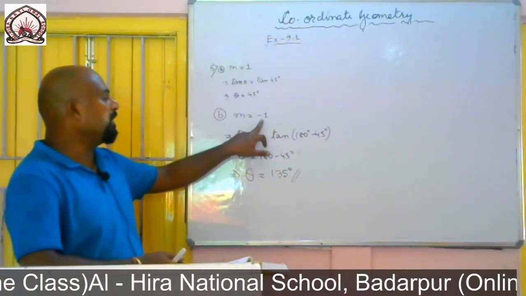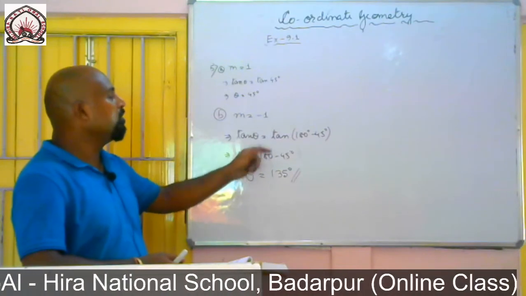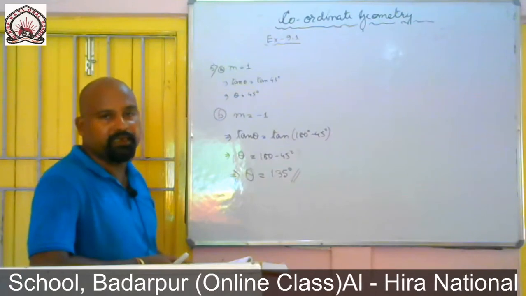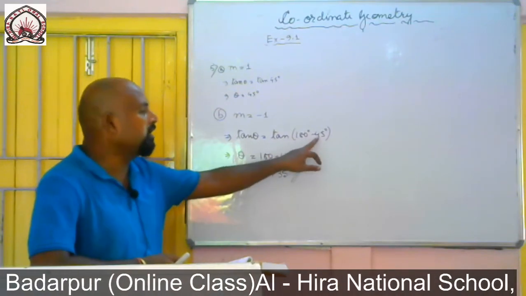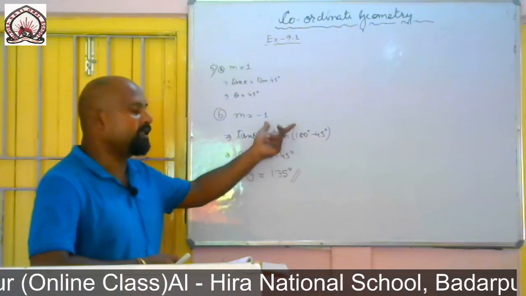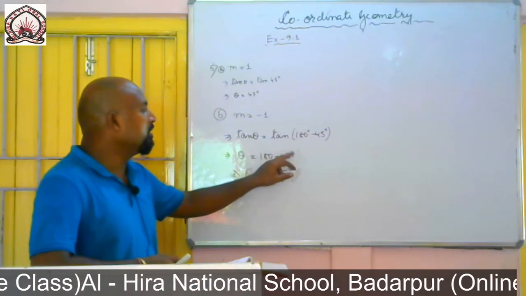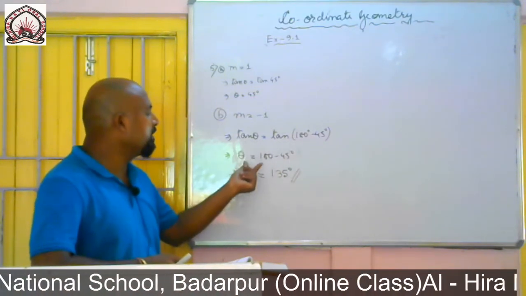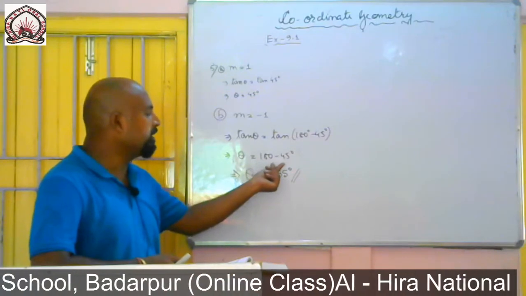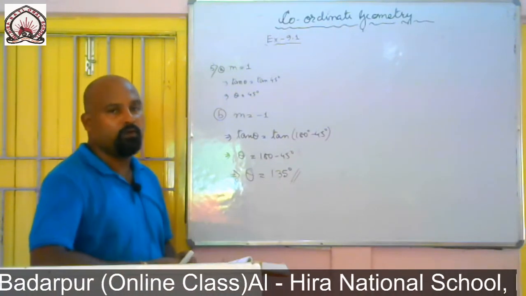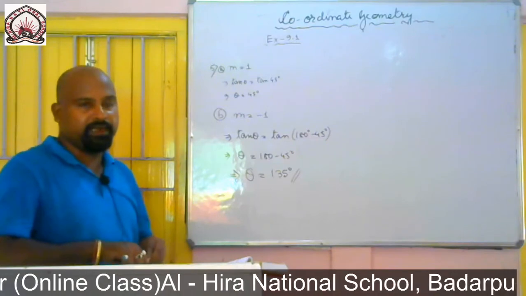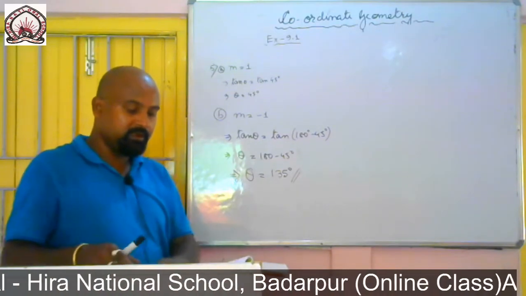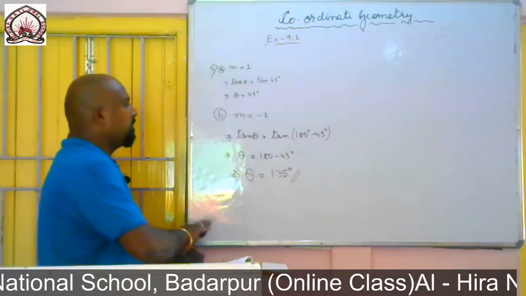If m equals minus 1, we know in the first quadrant tan is always positive, so it will belong to the second quadrant. Tan of 180 minus theta. So tan of 180 minus 45, then theta is equal to 180 minus 45, that is equal to 135 degree. Now question number 6.